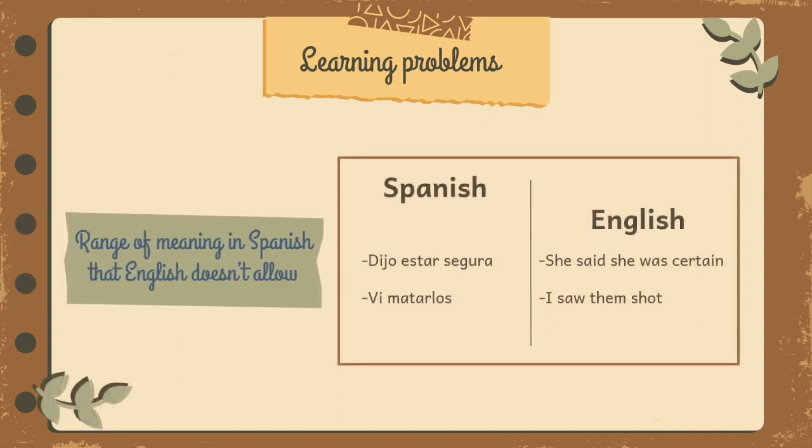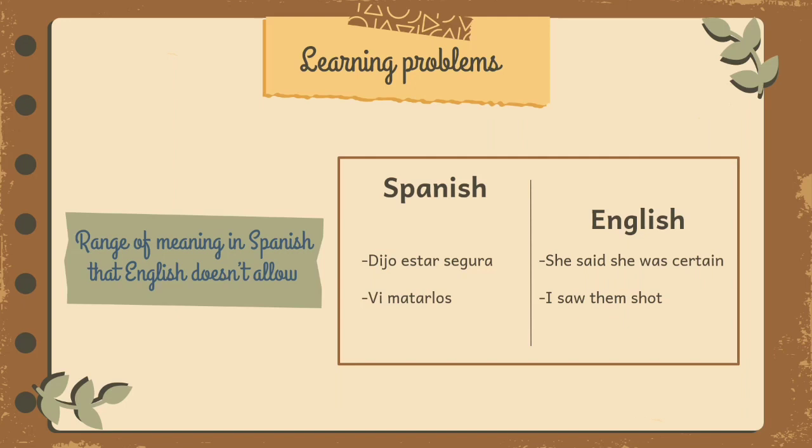Another one is that Spanish allows the complement constructions in a range of meanings that English does not allow, as in dijo estar segura and vi matarlos, compared to she said she was certain and I saw them shoot.